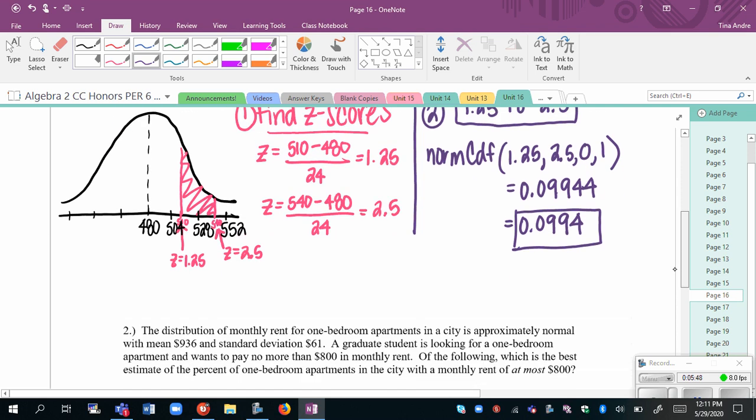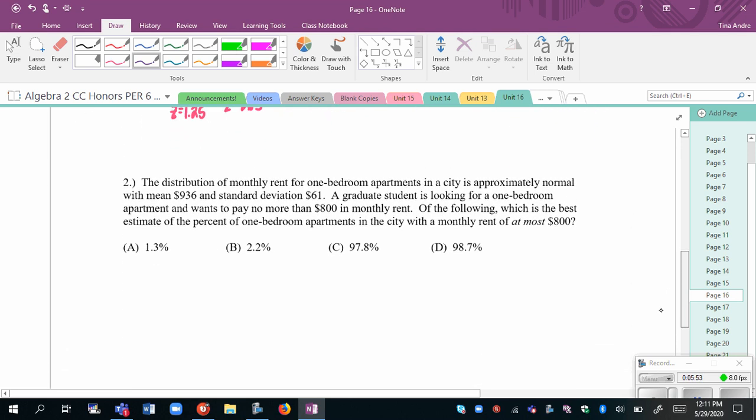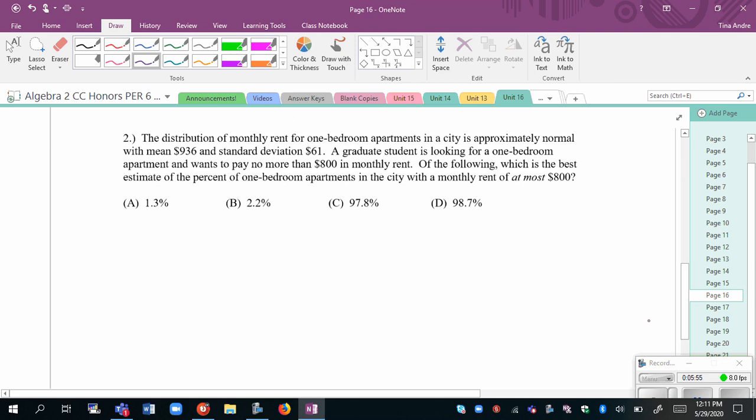So let's try another example. So it's very much the same as what we saw in the last section. It's just now we have z-scores that we have to do the calculation for. So the distribution of a monthly rent for 1-bedroom apartments in a city is approximately normal with a mean of $936 and a standard deviation of $61. A graduate student is looking for a 1-bedroom apartment and wants to pay no more than $800. So no more than that.